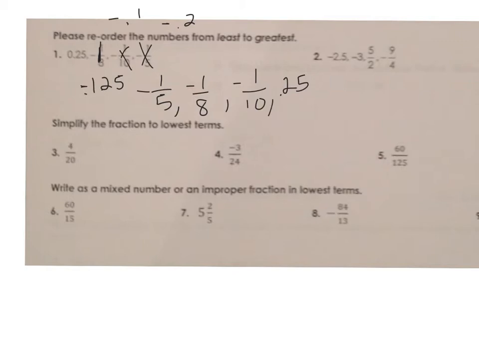The next one, I've got negative 2.5, I've got negative 3, I've got 5/2 as a mixed number. That would be 2 goes into 5 2 times, and 1's left over, so that would be 2 1/2, and then a negative 9/4, which would be 4 goes into 9 2 times. What's left over? 1/4, and this is negative. So we're looking for our largest negative. And so our largest negative is actually going to be negative 3.